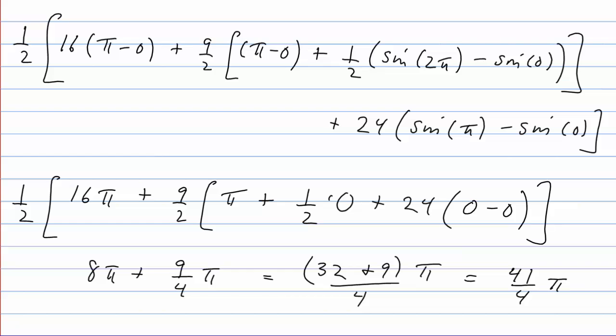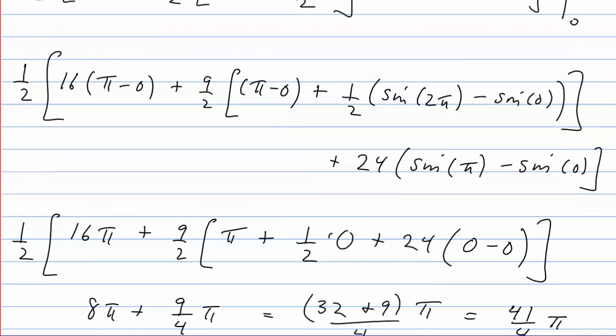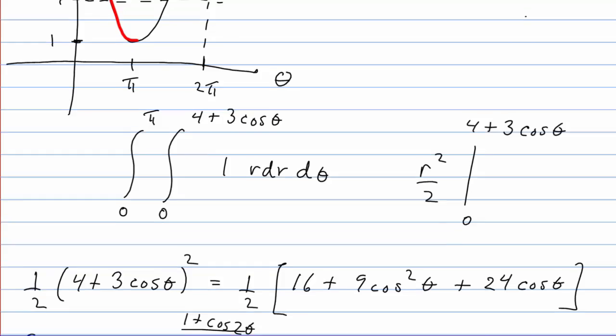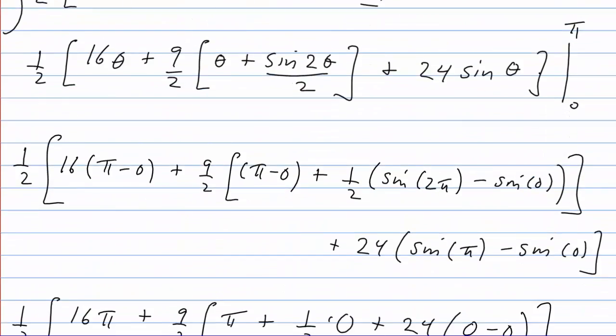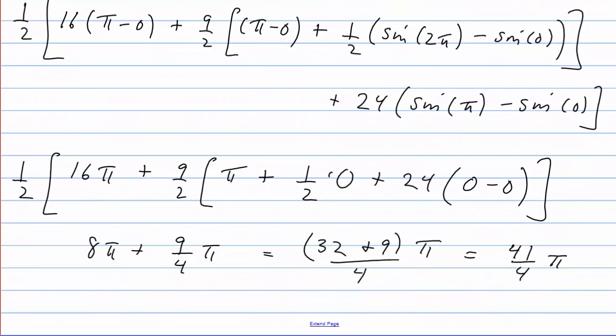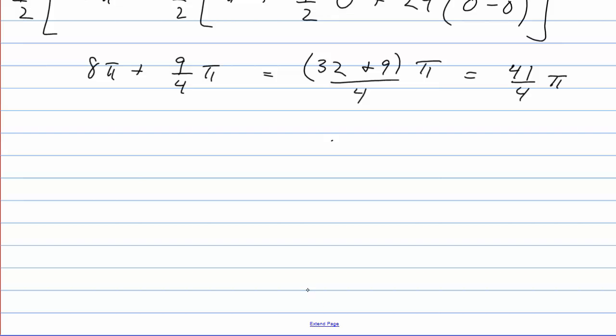Okay, but that is just the top of my region, right? That is just this portion here. So I need to multiply by 2, and so the area for part A would actually be 41 over 2 pi.